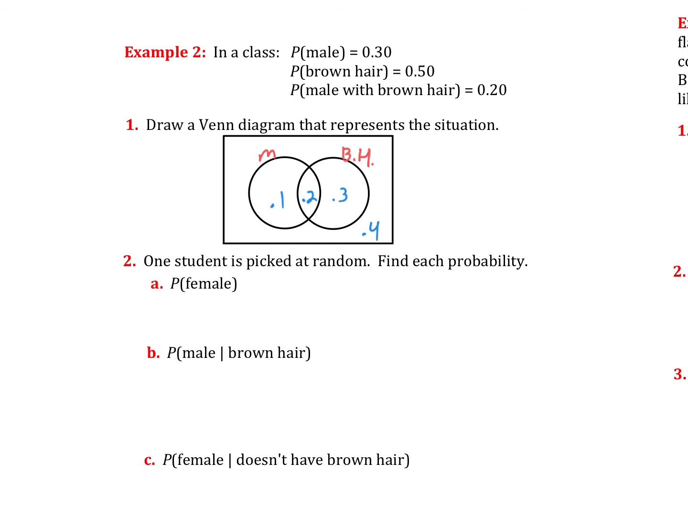All right. Let's go first one. Probability that we select a female. Well, a female would be anyone outside of the male circle. So 0.3, 0.4, that would be 0.7 or 70%.